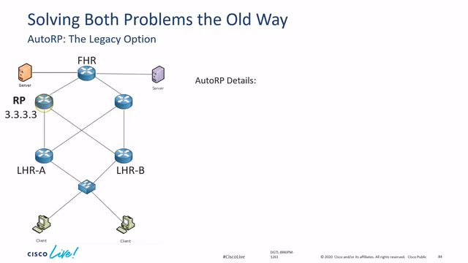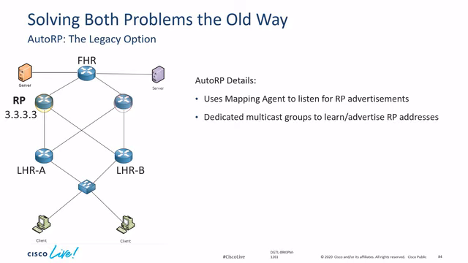There's a couple of ways to solve it. One is the older legacy way, a solution called AutoRP. AutoRP is the Cisco proprietary solution, the first one that came out. AutoRP uses what's called a mapping agent to listen for candidate RPs to advertise their willingness to serve the function of a rendezvous point. It's a configuration you add to a router, and that router then listens on dedicated multicast groups to learn who wants to be a multicast RP.